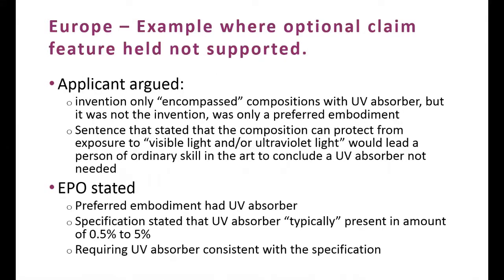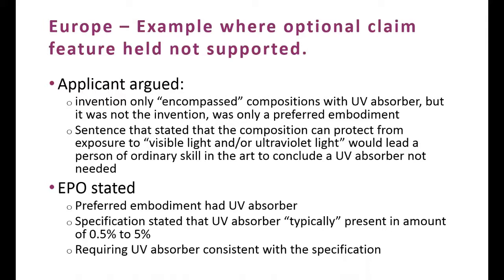Now, of course, we don't have the specification in front of us, but a summary of what the applicant argued is as follows. They said that the invention only, quote, encompassed compositions with UV absorber, but that wasn't the invention itself. It was only a preferred embodiment. And that there was a sentence in the specification that said that the composition could protect from visible light and/or ultraviolet light. And because you don't need a UV absorber to protect from visible light, it would be clear that a UV absorber is optional.